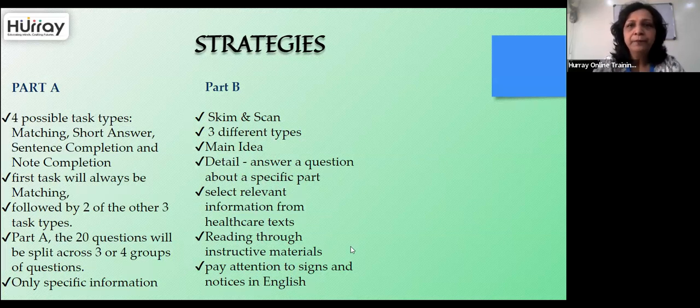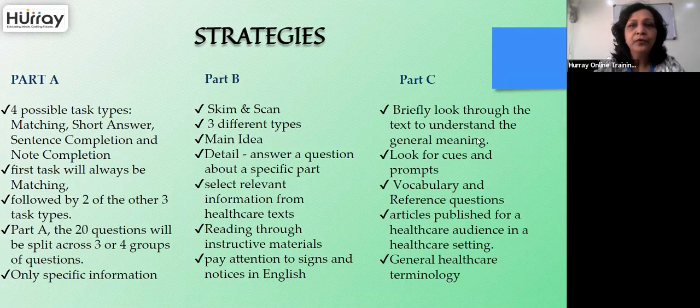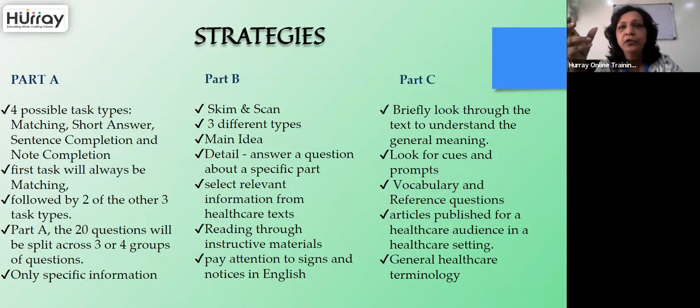Let's look at Part C. Briefly looking through the text to help you understand the general meaning is always useful. Just look quickly, glance through it, and look for cues and prompts. Vocabulary and reference questions would also be given. For example, they may ask you, in paragraph 2, what does the word 'there' mean? So they're giving you a reference to a specific area of the passage, referring to that paragraph and asking you what that particular word means in that context. Those are called reference questions.